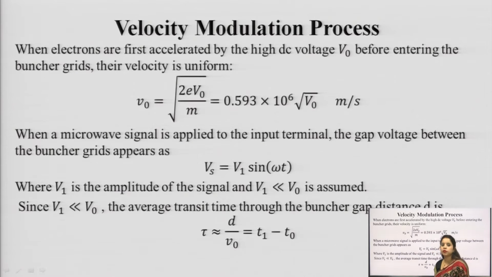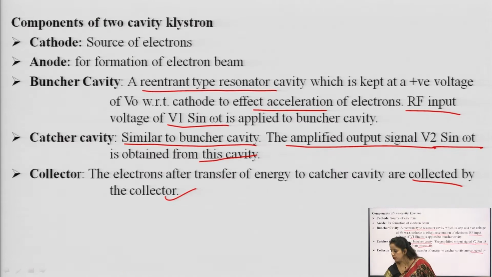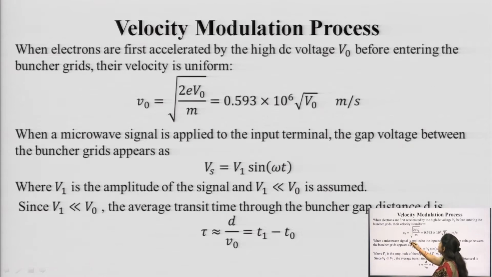Now the process of velocity modulation. When electrons are first accelerated by the high DC voltage V0, which we have seen in the figure, the velocity associated with the electrons is v0 equal to the square root of 2eV0 upon m. When we substitute the values of e and m and take the square root, we will have this value, and of course we do not know the value of V0 here. So it is proportional to the square root of V0, and the velocity unit is meter per second.